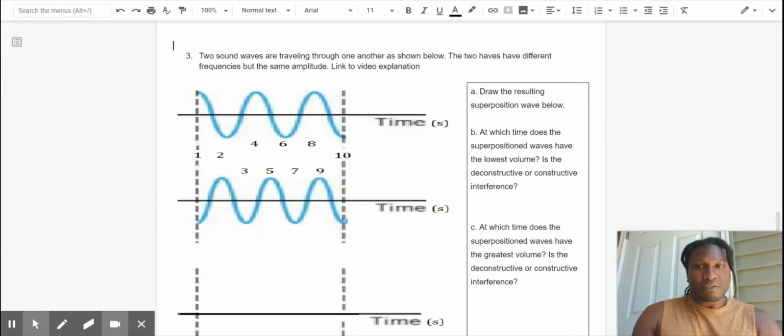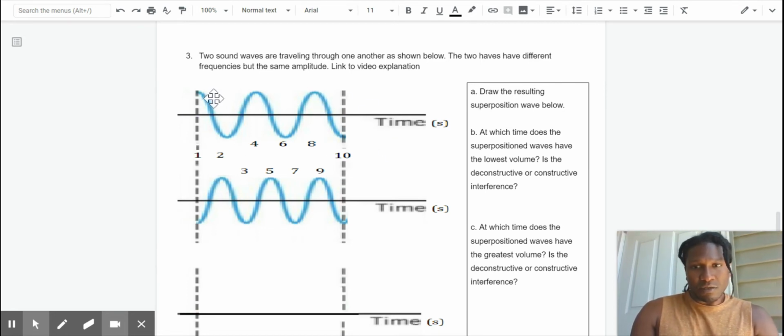Question 3. Two sound waves are traveling through one another as shown below. So we have our two sound waves. This one is the first sound wave, and here's the second sound wave, the lower one. The two waves have different frequencies, but the same amplitude. Let's just say that the amplitude is 1 for both of these. It'll make your life easier.